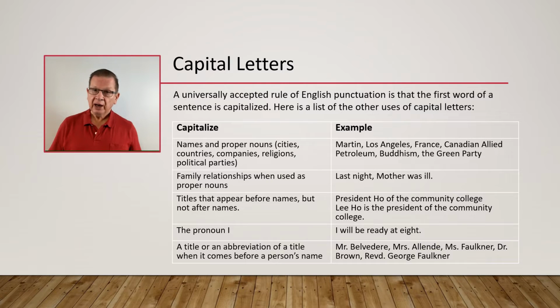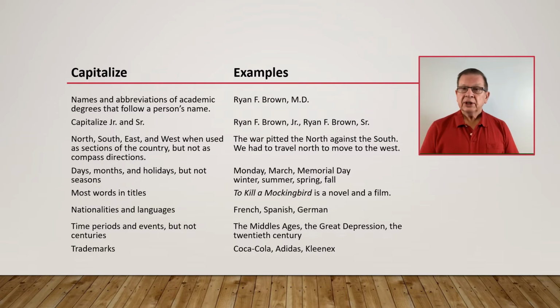The pronoun I. Example: I will be ready at 8. A title or an abbreviation of a title when it comes before a person's name, such as Mr., Mrs., Ms., Doctor. Examples: Mr. Belvedere, Mrs. Allende, Ms. Faulkner, Dr. Brown, Reverend George Faulkner. Names and abbreviations of academic degrees that follow a person's name. Example: Ryan F. Brown, MD.